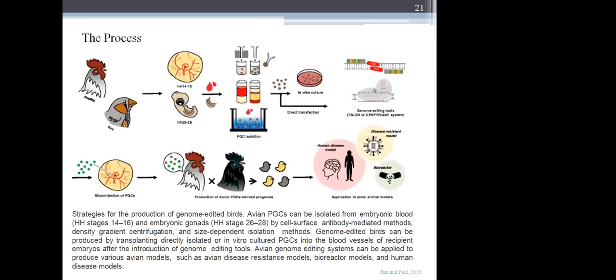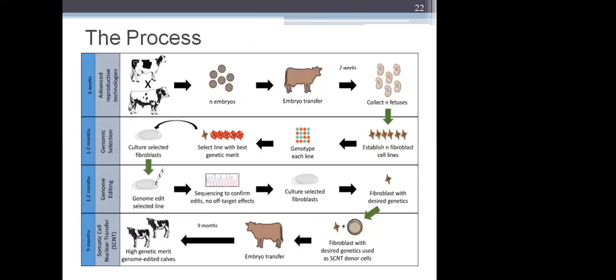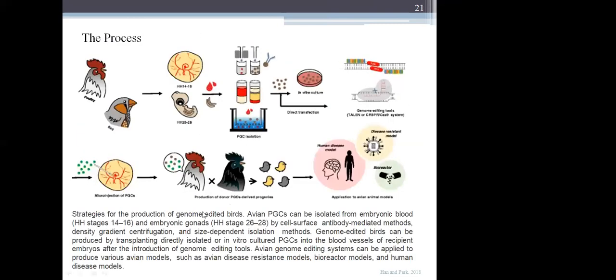So what is the process? The process is different in chickens. The process is different in animals. But the target is actually the germ cells. In the case of chickens, the primordial germ cells, which are very early cells in an embryo, are usually taken and then grown in vitro. During in vitro culture, the CRISPR system is introduced into these cells. Afterwards, these cells are injected into the embryo, and when that embryo grows, it is a genome edited bird, and it contains the gene which was edited using the CRISPR technique.